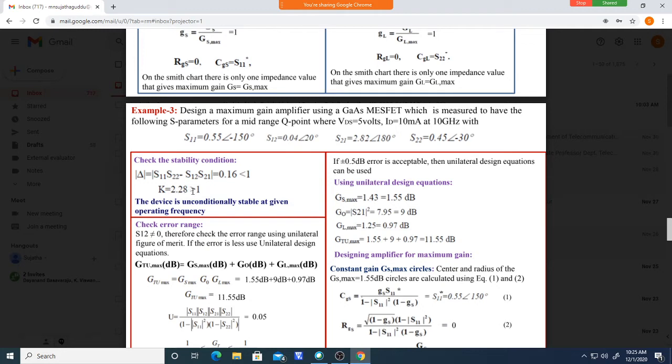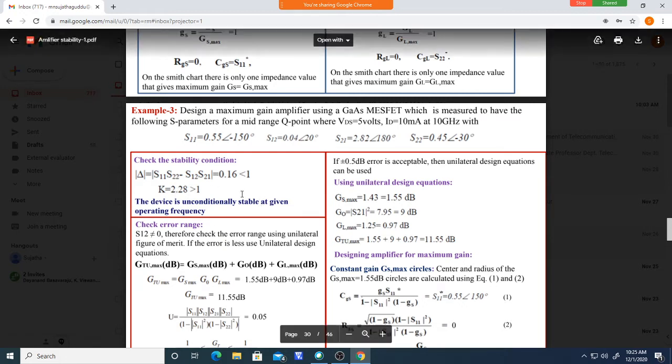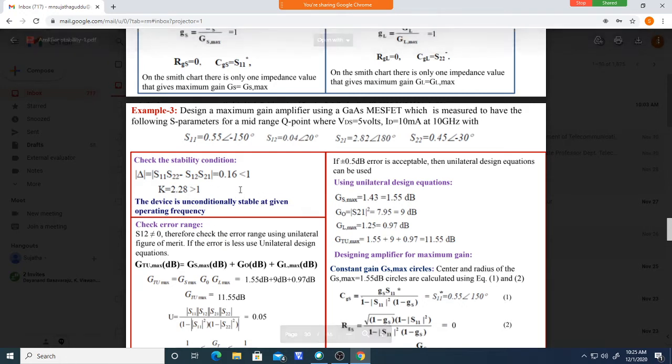All of you, better do practice these things. Check these values, one is greater and one is lesser. So what is the stability of the amplifier?